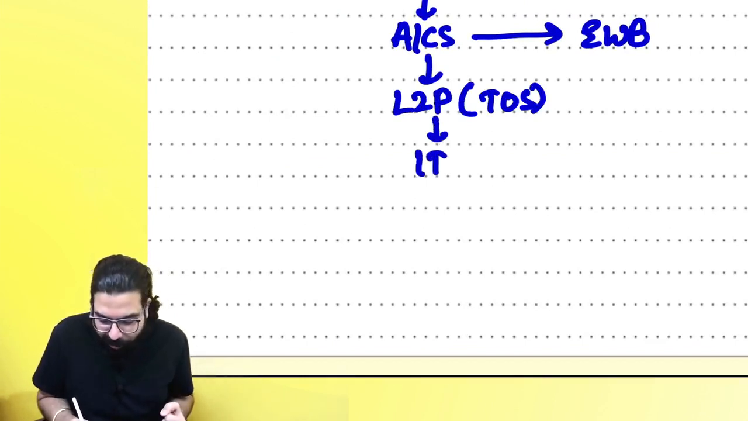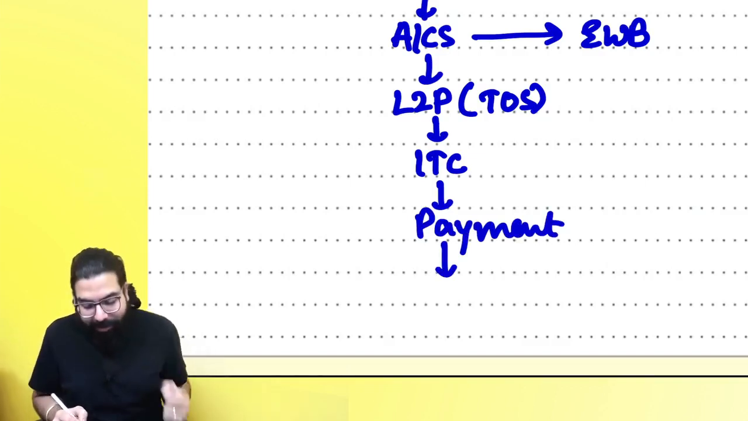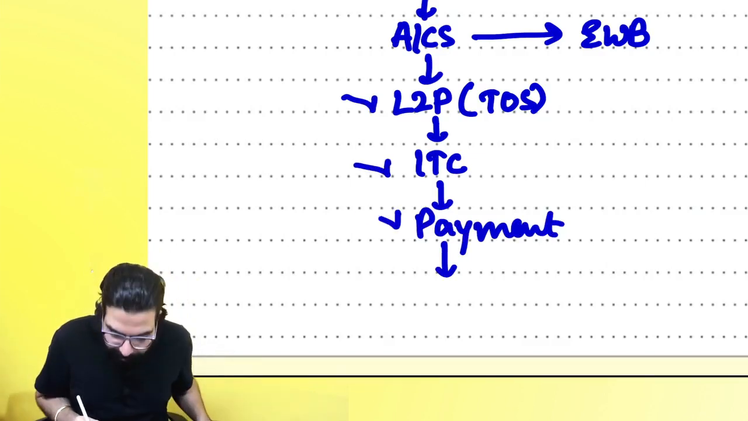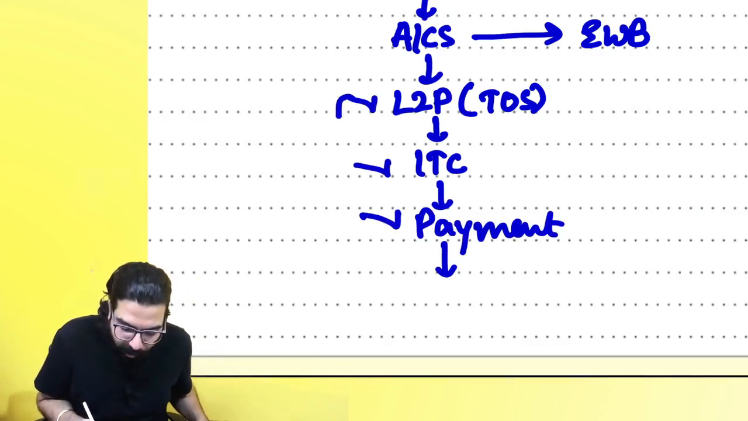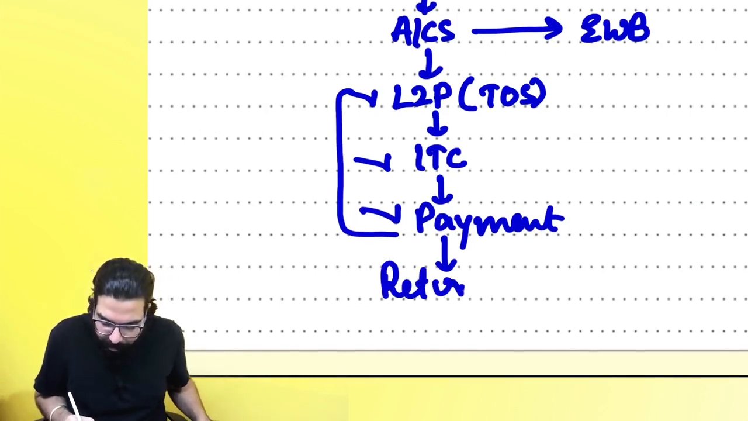Now you will use your input tax credit. The remaining amount, you will make the payment, and then comes the last stage. Whatever is my liability, this is my input, this is the payment I have done. This whole story you have to tell to the government with the help of a return.